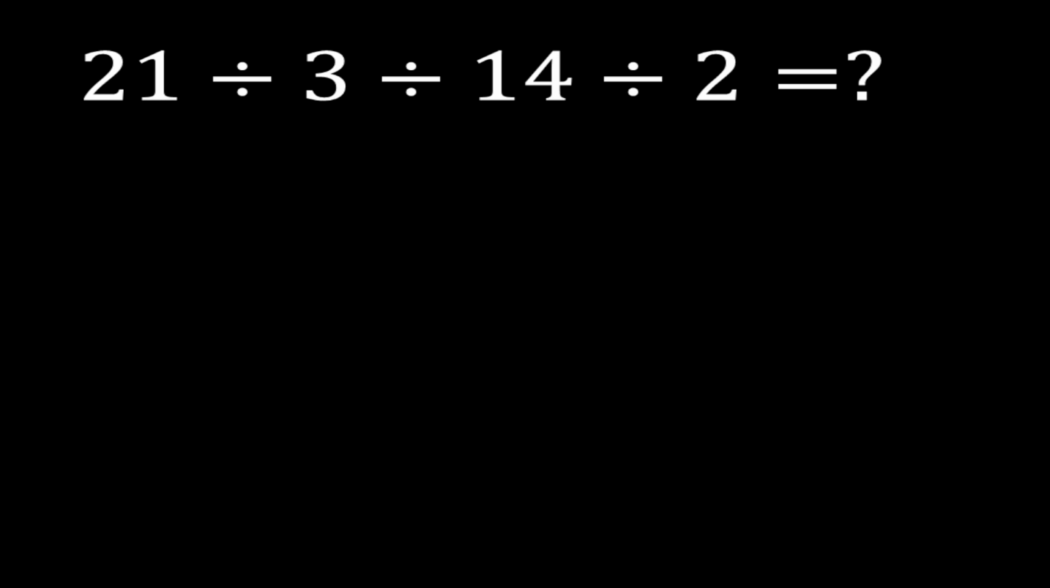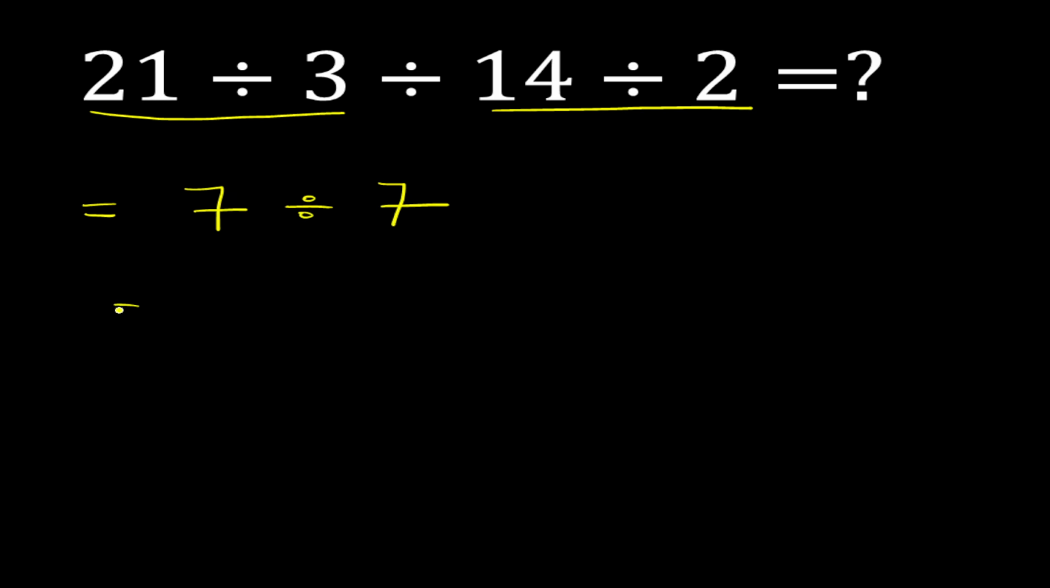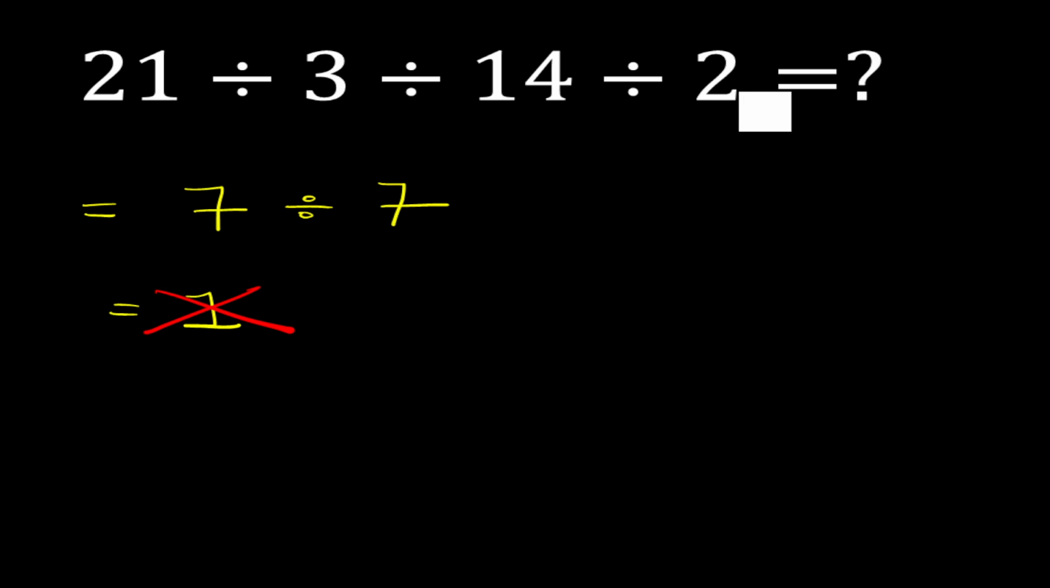So most people solve this question like 21 divided by 3 is equal to 7, right? Then 14 divided by 2 is also equal to 7. Now 7 divided by 7 is equal to 1, right? But this answer is not correct. This answer is completely wrong. So now let's solve this problem correctly by using the PEMDAS rule, right?